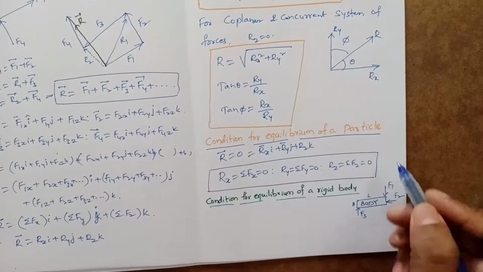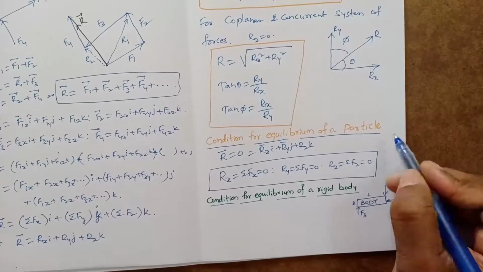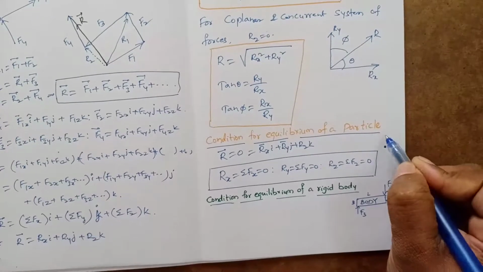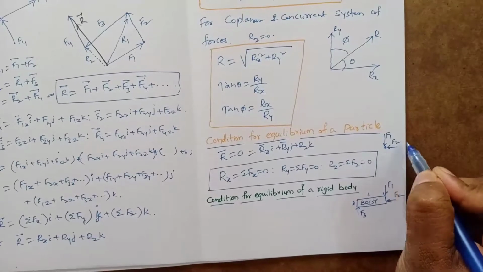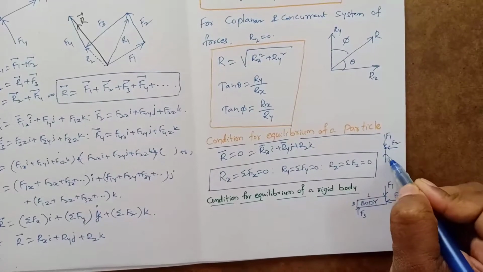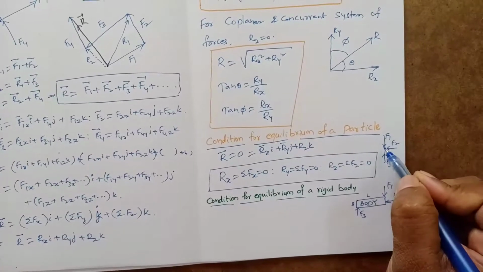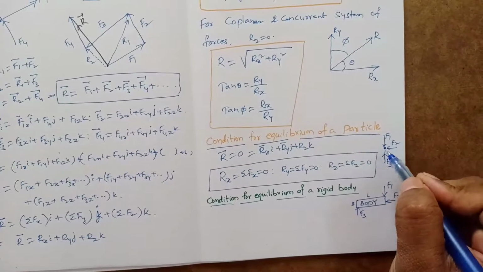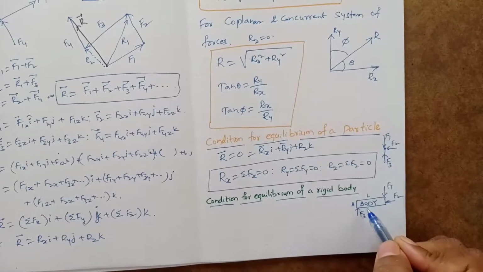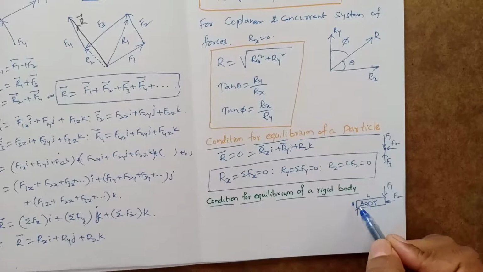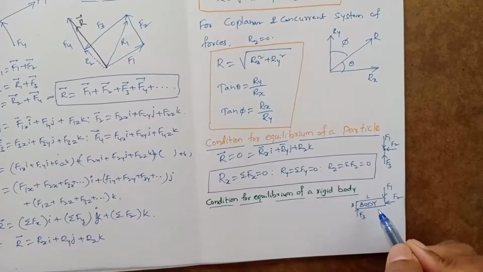If the dimensions are neglected, then we can assume this as a point object, with F1 here and F2 here. Now F3 is going to act here too, because it is assumed as a point object. Then all forces are concurrent. But when we consider this body as a rigid body, we cannot neglect the dimensions L and B of this body. So then what are the equilibrium conditions in this case?